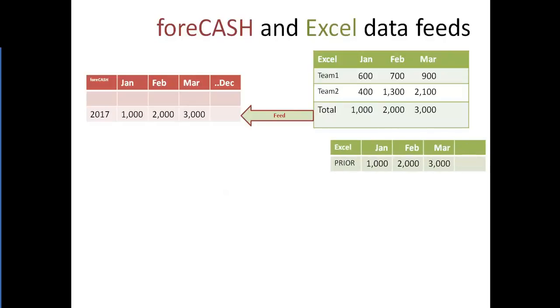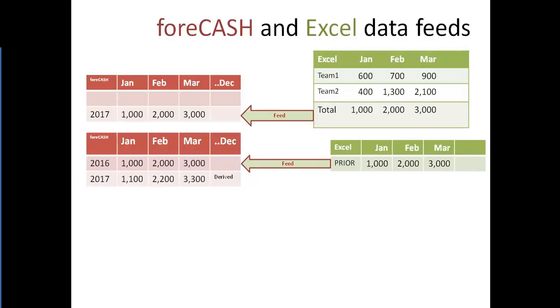Another option would be to make use of some past prior year data. Often the past is used as a guide for what might happen this year. So here, if we feed through some figures for 2016, this can be used as the basis for some 2017 figures. In this case, the 2017 figures are classed by foreCASH as being derived from the previous year.